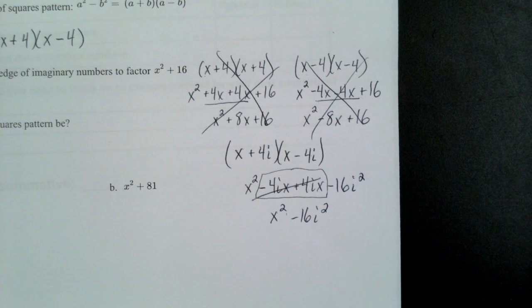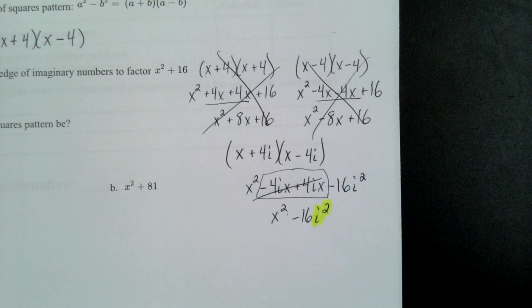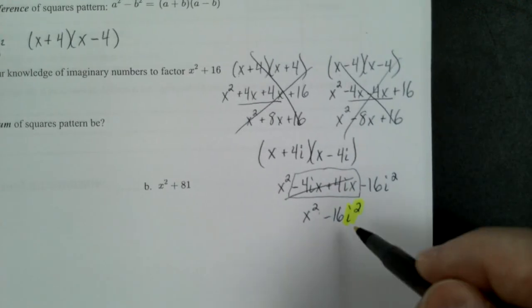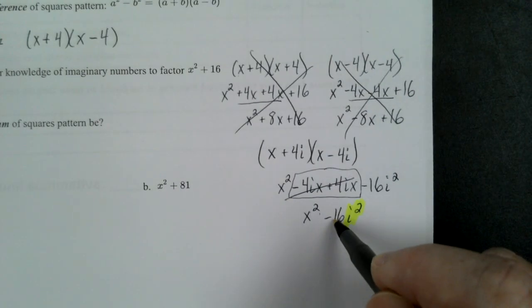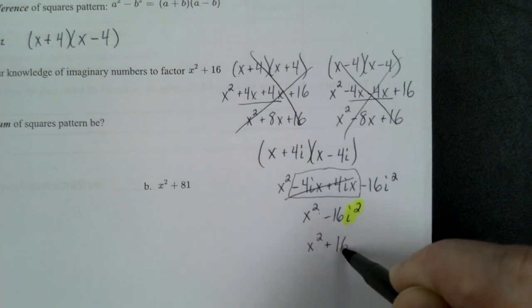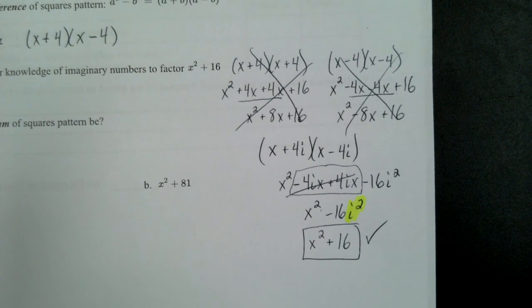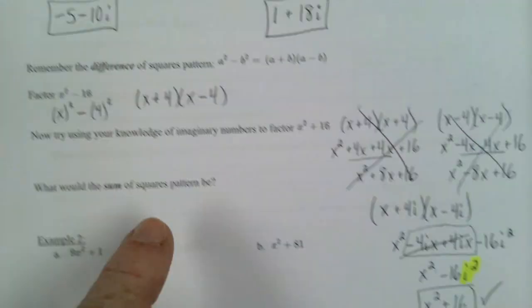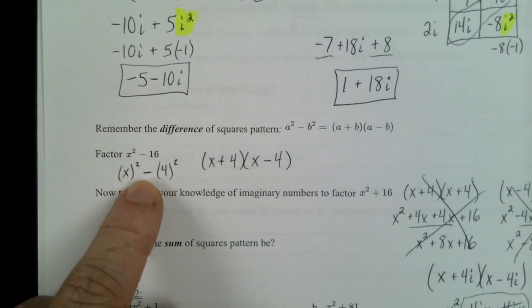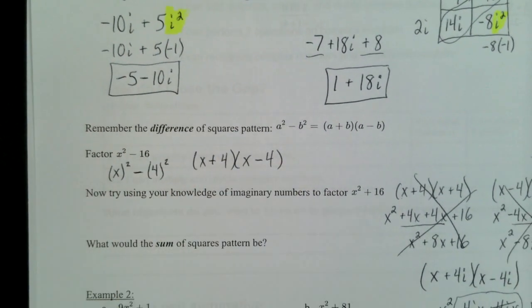And here we go. We have that i squared, which is equal to negative 1. That changes that to a positive. Negative 16 times negative 1 is plus 16. So there is that sum of squares. Now we're able to factor those. And this is really easy because if you remember your difference of squares pattern, it's going to be the same, just with an i after each of the last terms.